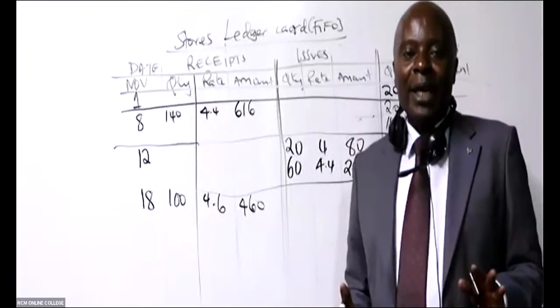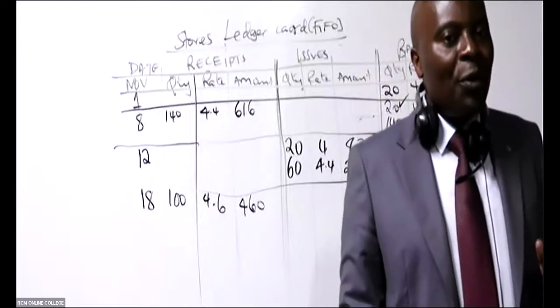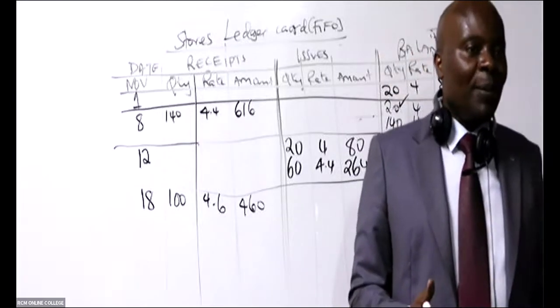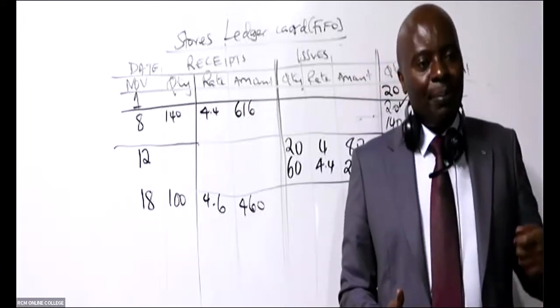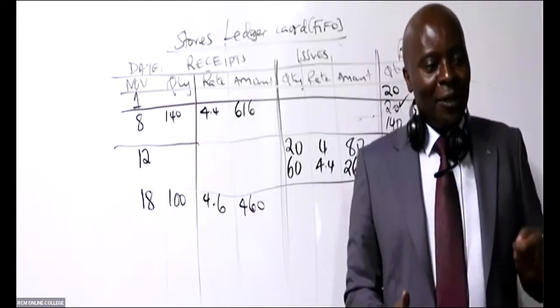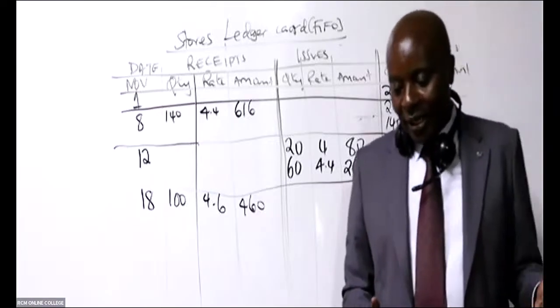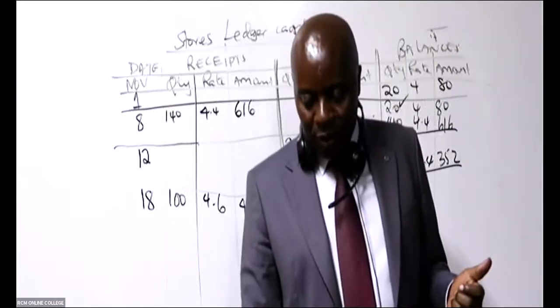So remember, I don't know how you are finding this paper. It's a paper that you can really understand, and all of us can pass, so long as you are repeating yourself, for example, after the class. Repeat it often. Ni aibu. Kuanguka ni aibu.